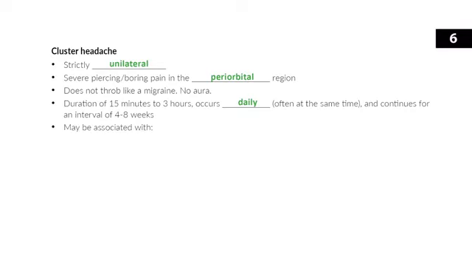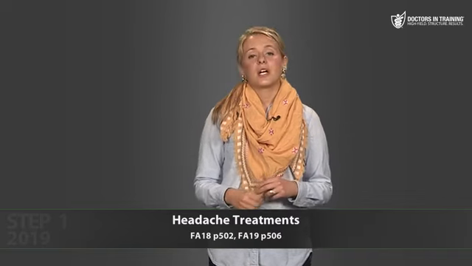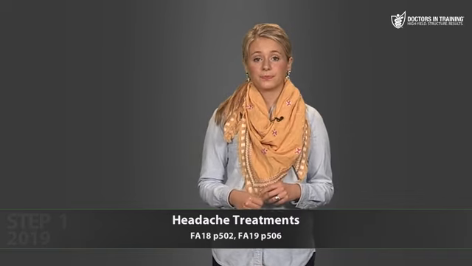Cluster headaches might be associated with a partial Horner syndrome, consisting of ptosis and miosis, but not the anhidrosis, which is why it's a partial Horner syndrome. The patient may also have eye redness or tearing or rhinorrhea or nasal congestion, all on the same side as that terrible headache. Now let's talk through some of the treatments for each of these.